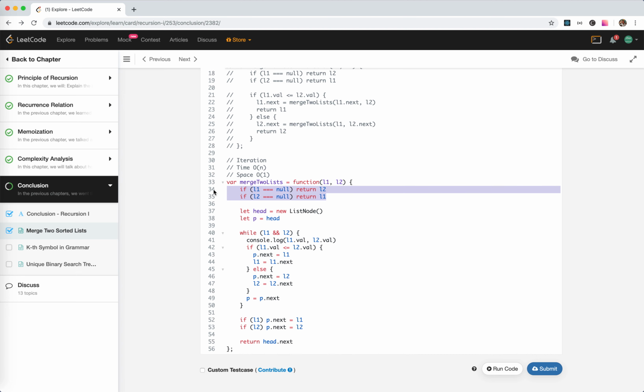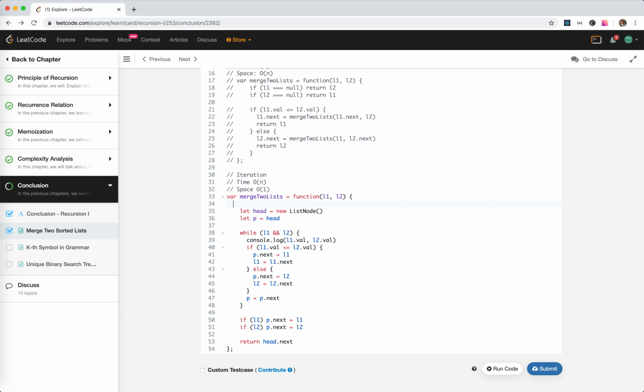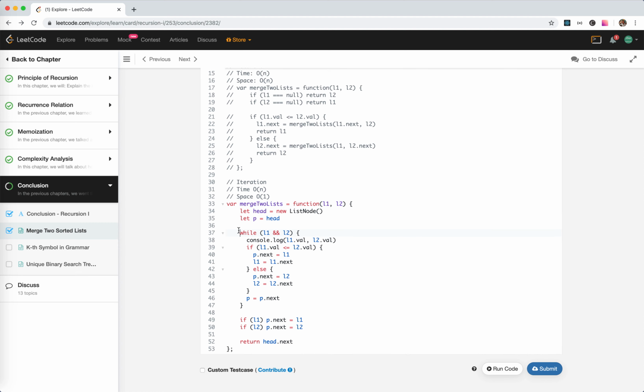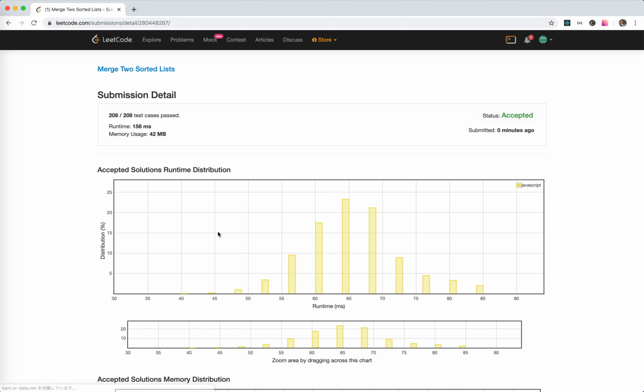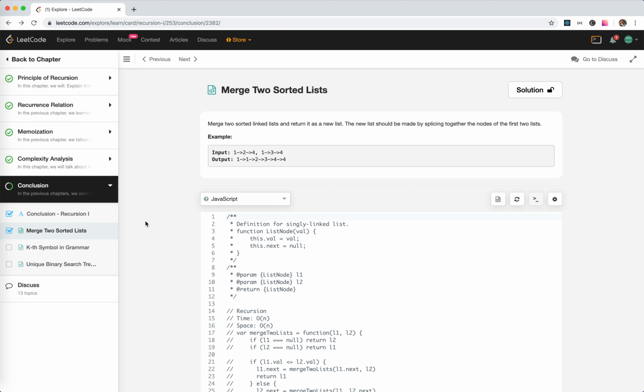Maybe this if could be removed. Would it help? Even worse. What? Anyway, we'll stop here.